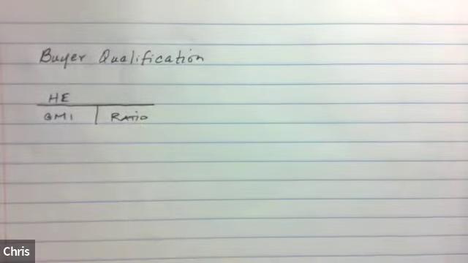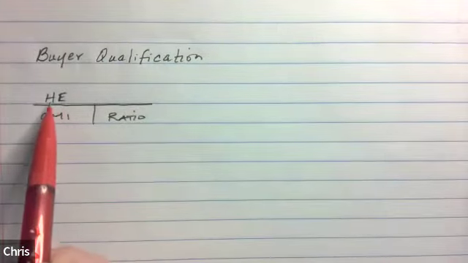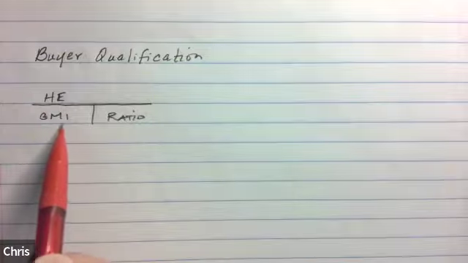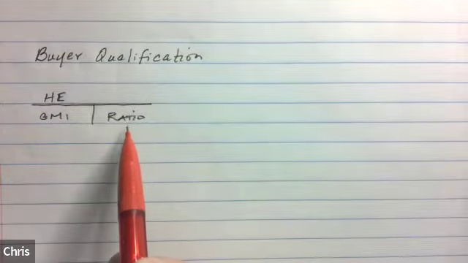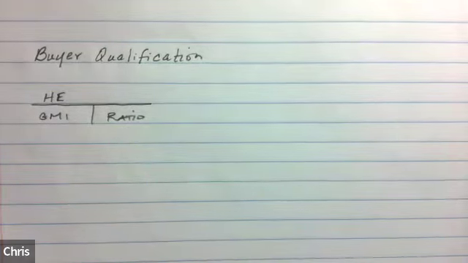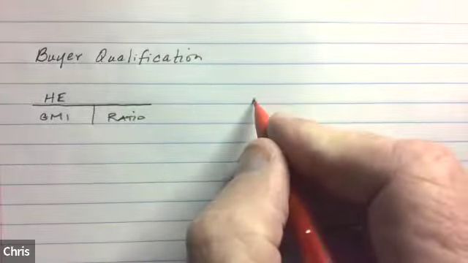The first one, what I call the front-end ratio, is going to be based on the buyer's housing expense in relationship to his gross monthly income. That's what these things stand for. And then the ratio. I'll give you those ratios in just a moment. But for our purposes, the bank has ratios which they will apply to the buyer.